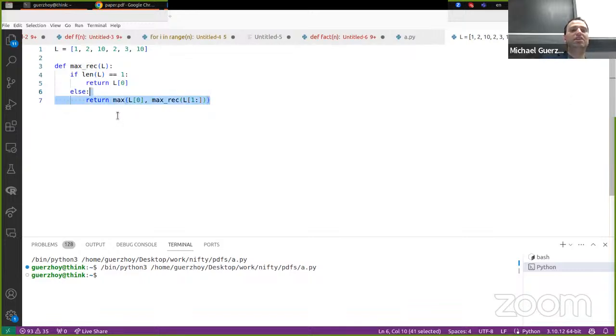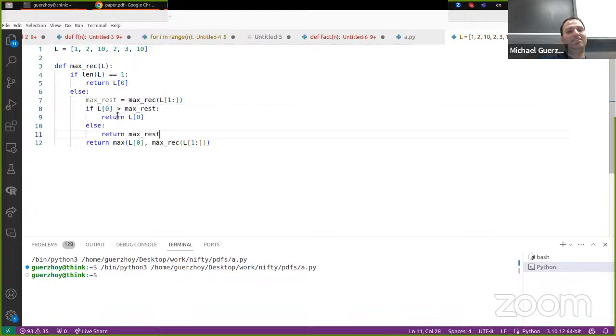But was max banned or something? Yeah, max was banned. But this max is easy, right? So you could say, if whatever, max rest is max rec, and then something like this, right? Because the max of 2 elements is easy.